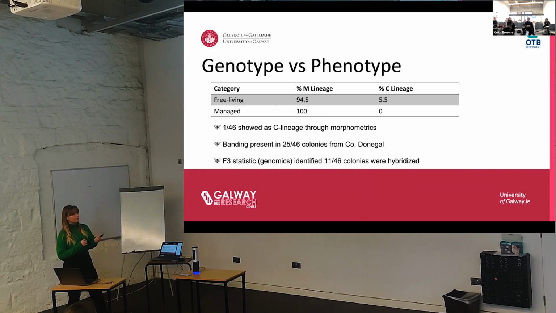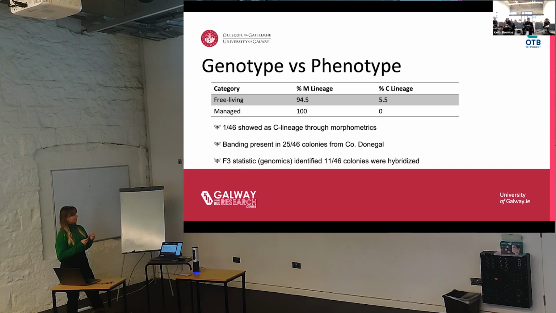So when combining morphometric and molecular methods, we used a subset of 46 colonies from County Donegal, and you can see from the morphometric analysis, 100% of the managed samples were coming out as M lineage, with only 5.5% of the free-living samples coming out as C lineage. This translates into just 1 out of the 46 colonies being categorised as C lineage.